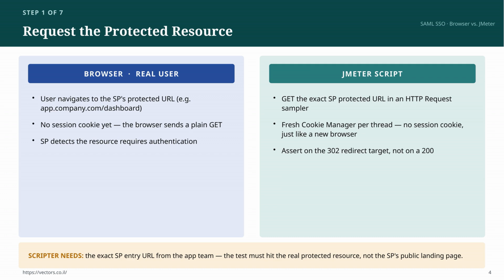For JMeter, this step is just as simple to build, but there's one thing that trips people up. You have to confirm the exact URL of the protected resource with the application team, not the SP's generic homepage. And make sure the cookie manager starts empty for every thread, exactly like a brand new browser.